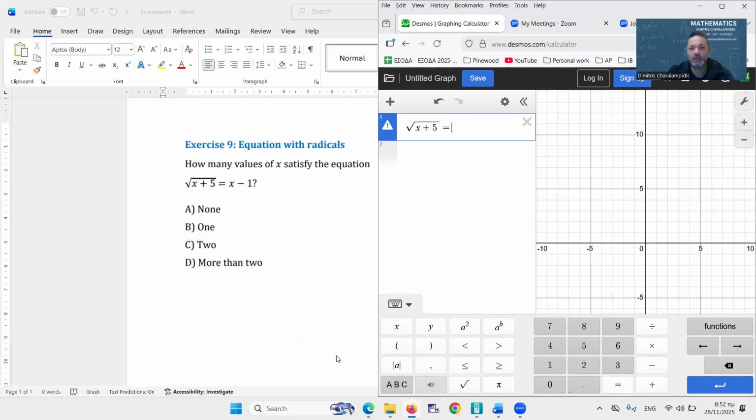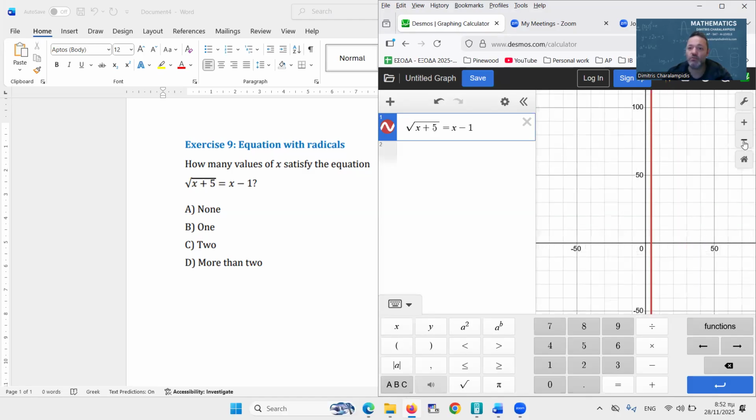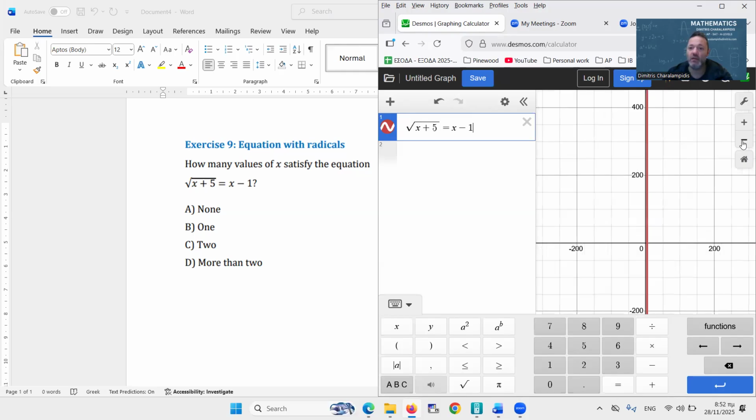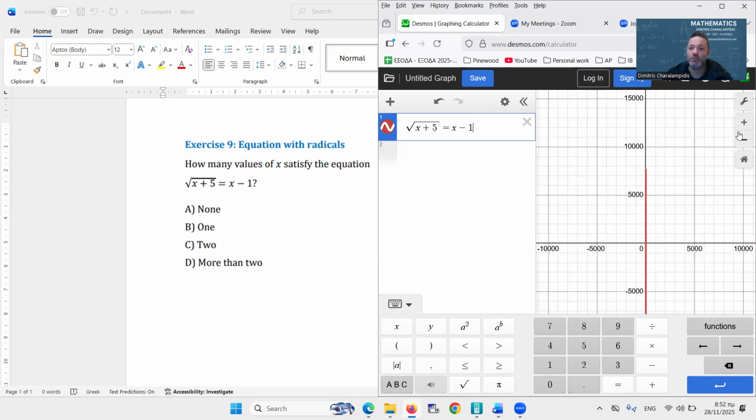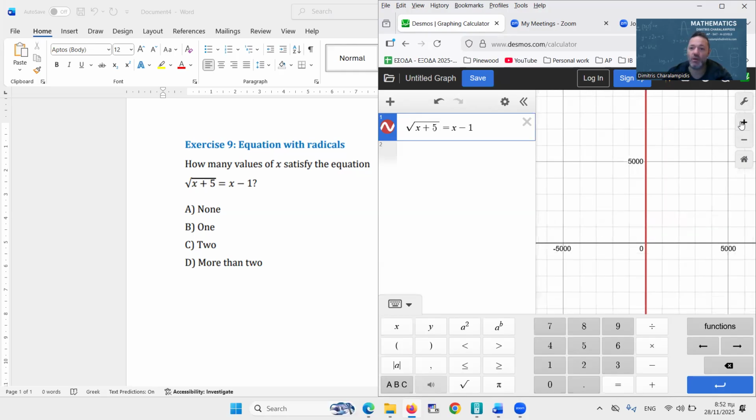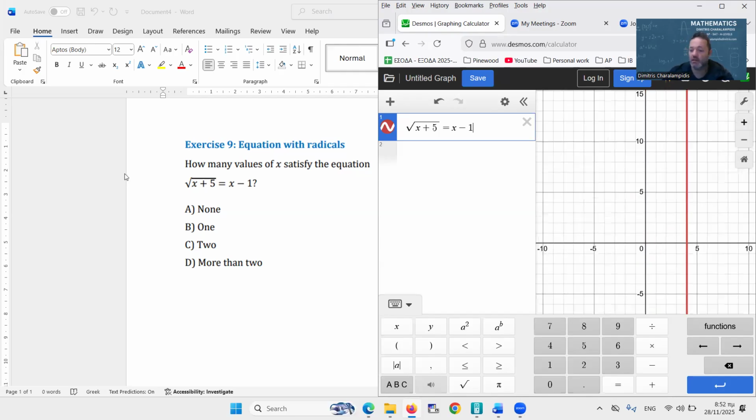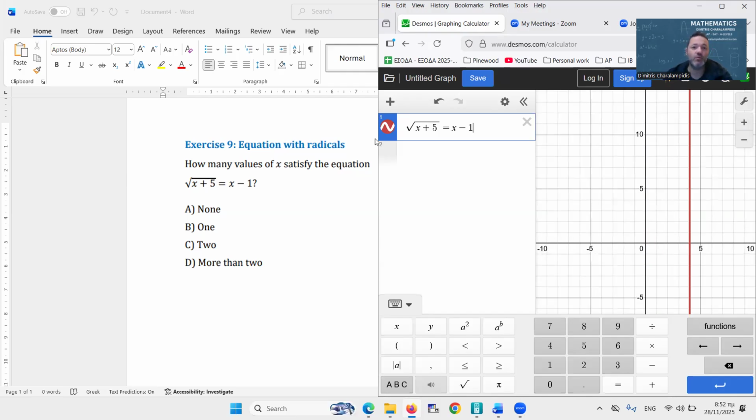equals x minus 1. Remember now that in Desmos, all solutions to equations are given as vertical lines. So I can clearly see one such line. I will zoom out to see if there are any more. So no, it's just one, which means that the right answer for this question would have been 1.